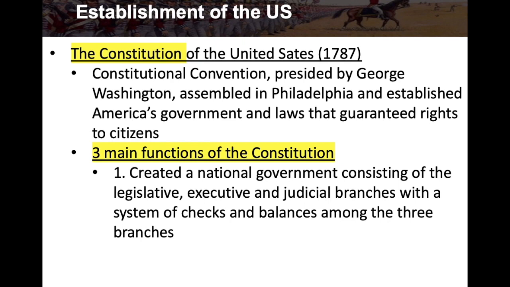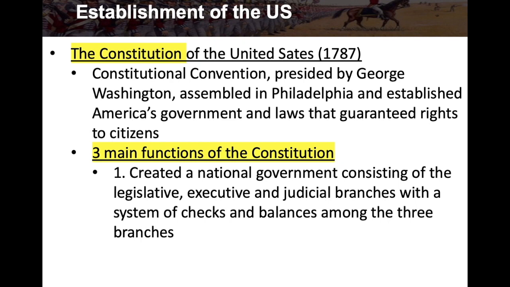The Constitutional Convention is held. It's presided over by George Washington. It's assembled in Philadelphia, and it establishes America's government and laws that guarantee rights to citizens. So that's our Constitution, a very well-known document.